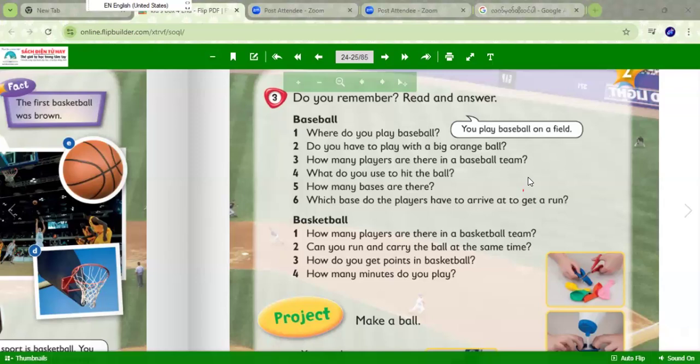So you use a long bat to hit the ball, the whole sentence. Number 4: how many bases are there? There are 4 bases. Yeah, there are 4 bases.